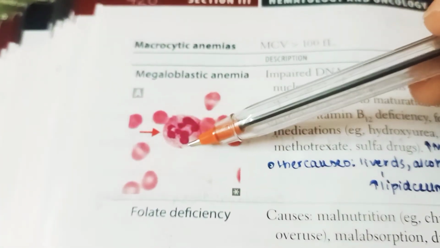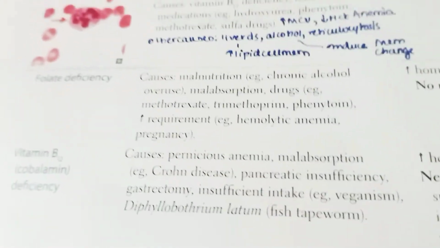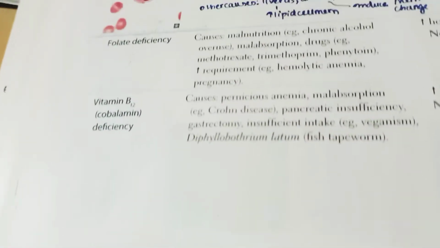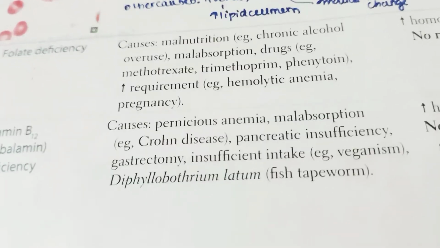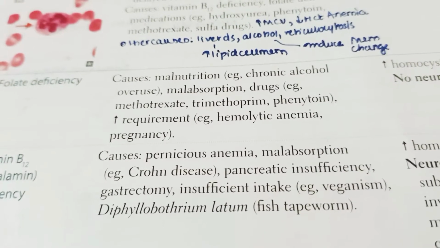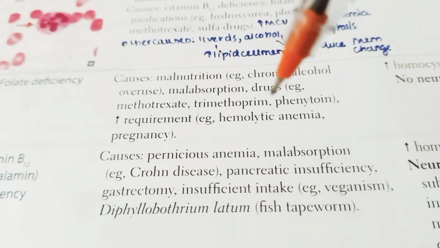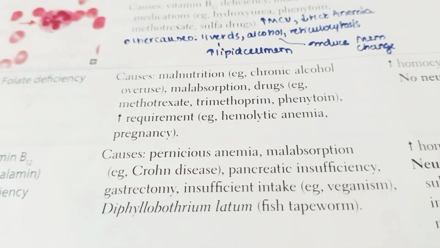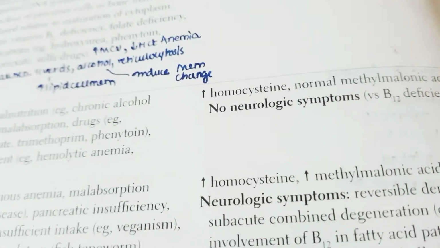So you can see clearly this is a hypersegmented neutrophil. So remember, megaloblastic anemia, you can see hypersegmented neutrophils. So these are the causes, like folate deficiency and vitamin B12 deficiency. Why are they causing macrocytic anemia? Let us see. Folate deficiency is mainly due to malnutrition, like chronic alcohol overuse. Because of chronic alcohol overuse, important nutrients are not getting absorbed from the intestine. There's malabsorption, and there are drugs like methotrexate, trimethoprim, phenytoin, and increased requirement because of hemolytic anemia and pregnancy. There is higher use of folate, so that it is leading to folate deficiency.